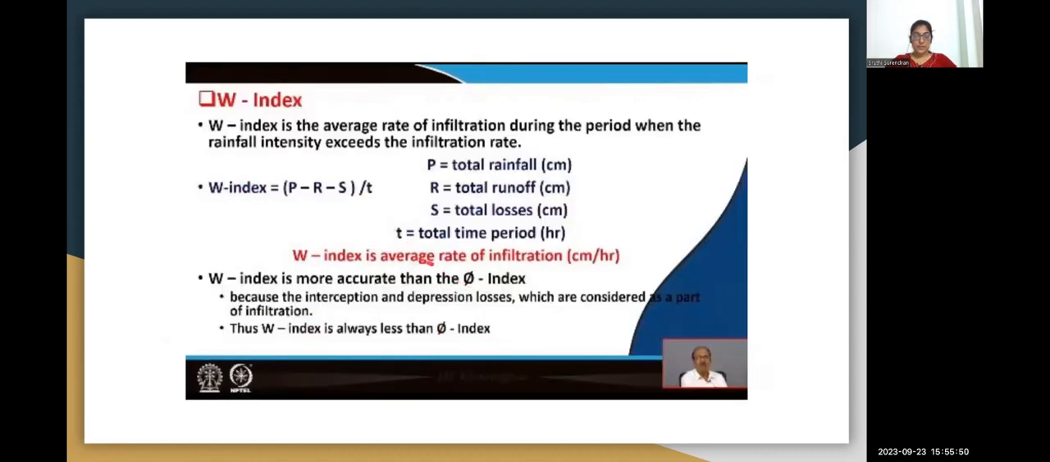So here the equation for phi index is (P minus R) by T; S is not being considered. Whereas for W index, it is (P minus R minus S) by T, where S is the term taking care of the depression storage and the interception losses, R is the runoff loss, and P is the total rainfall. W index is giving us the average rate of infiltration. So W index is more accurate than phi index because it considers the interception and depression losses also.